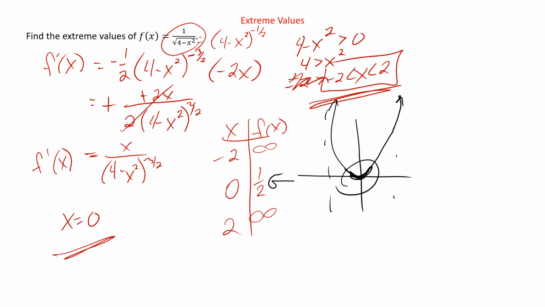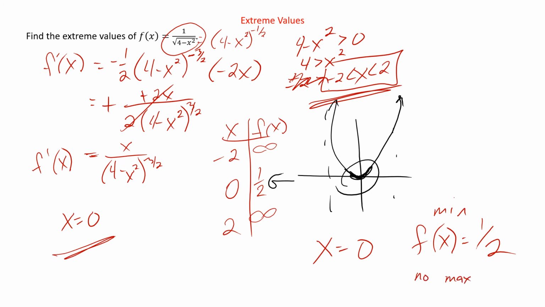So our extreme values, x equals 0, f of x equals 1/2 is the minimum. Except no, backwards. God, it's 2 mistakes in one video. That's bad. All right, so our minimum is 1/2, and then there is no maximum.